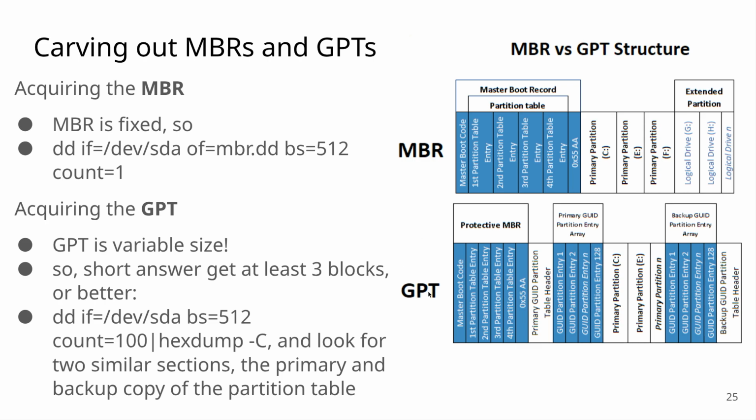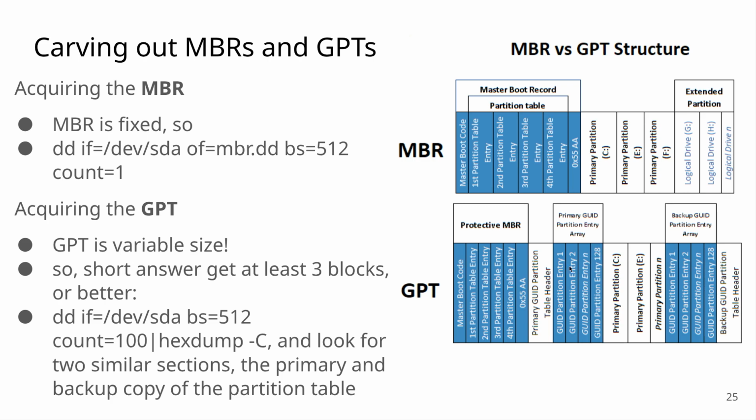One trick that I use when I want to read the GPT is to read the first, for example, 100 512-byte blocks out of the disk, and then by examining with hexdump, try to find similar areas that have the exact same data. The reason for that is because GPT, for redundancy purposes, keeps a copy of the partition array further down the disk.